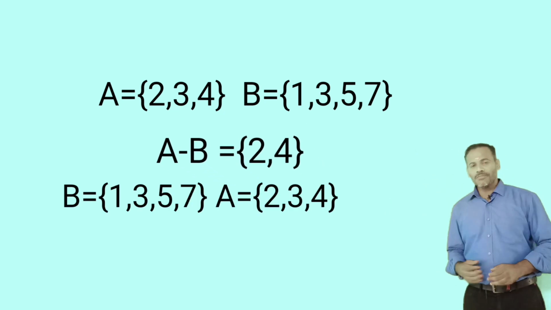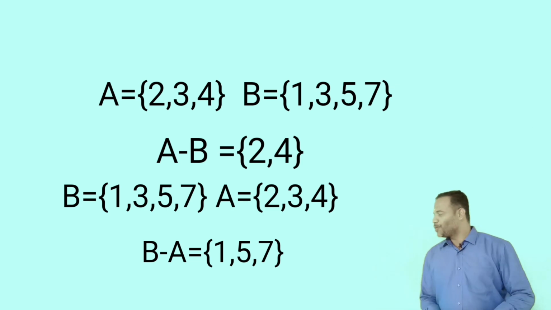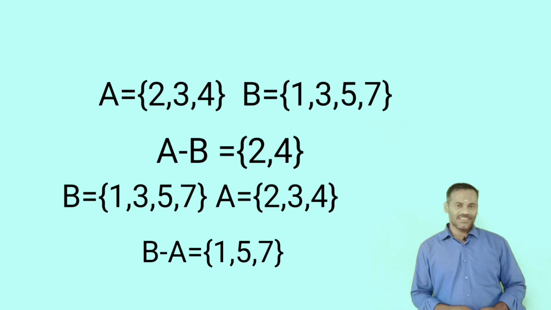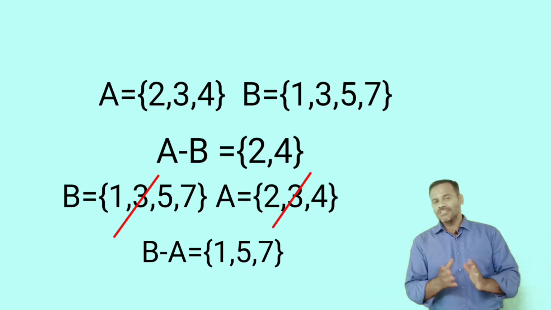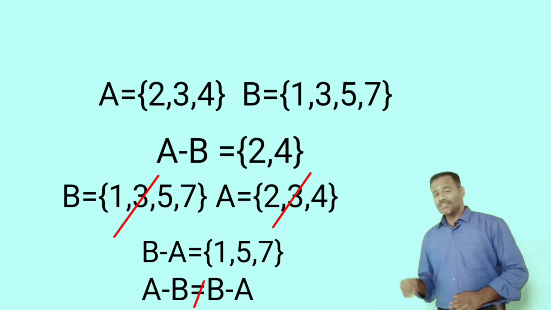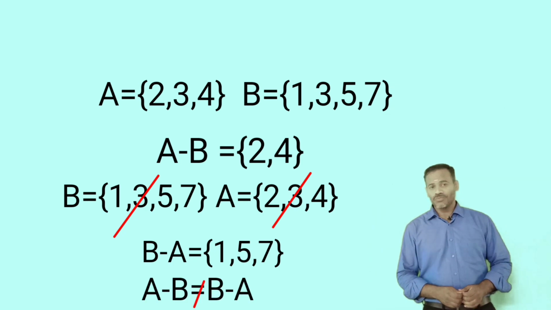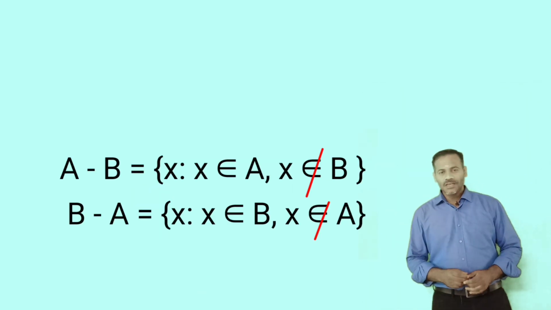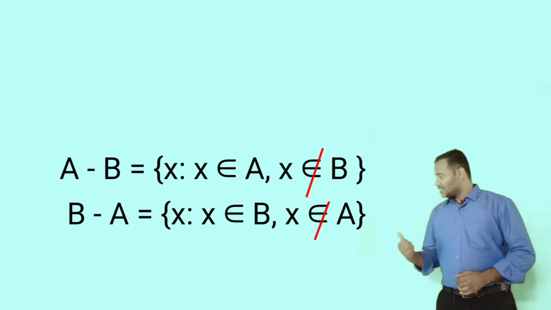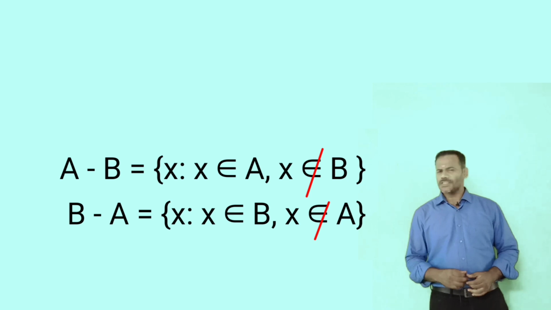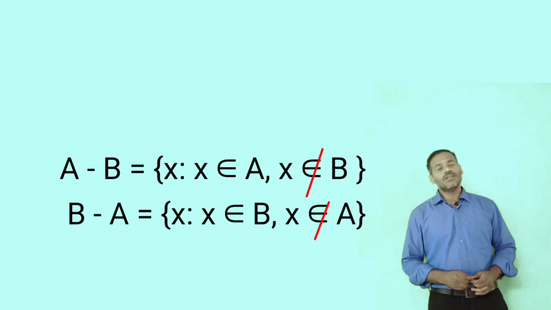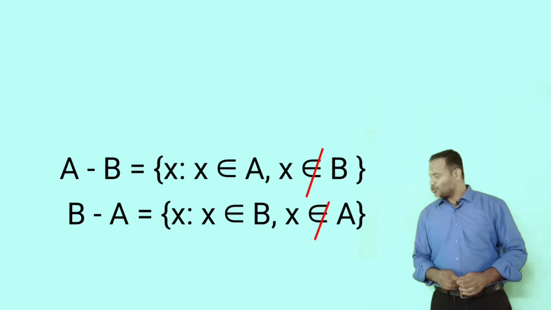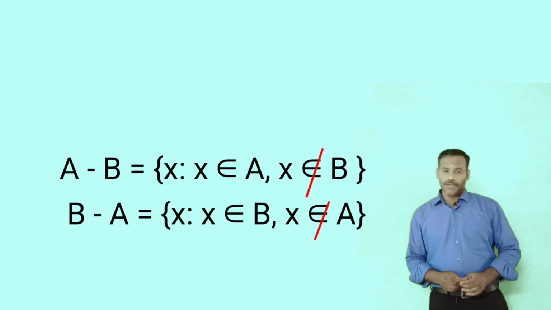And similarly, what is B minus A? Yes, we get the answer as 1, 5, 7. Okay, so from this conclusion, is A minus B equal to B minus A? No. A minus B is not equal to B minus A. Children, let us write the set builder form. A minus B is equal to the set of all x such that x belongs to A and x does not belong to B. Similarly, B minus A is equal to the set of all x such that x belongs to B and x does not belong to A.